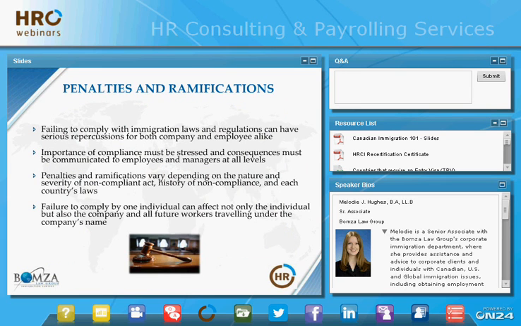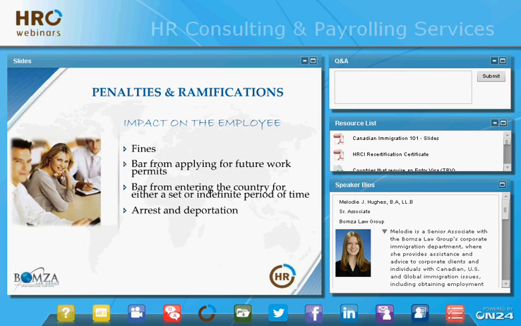Particular impacts on employees can include fines, bars from applying for a future work permit if they're entering Canada saying that they're coming in for meetings, but then it's discovered that they're not. Bar from entering the country. A charge of misrepresentation can be an automatic bar of 2 years, potentially arrest and deportation.